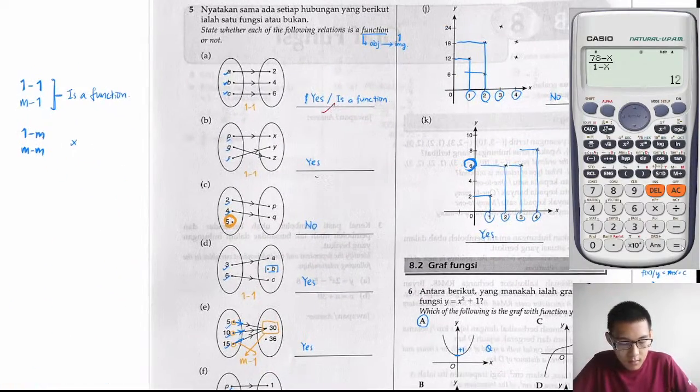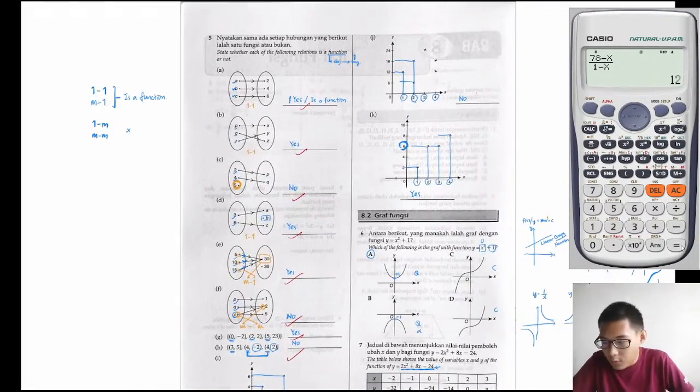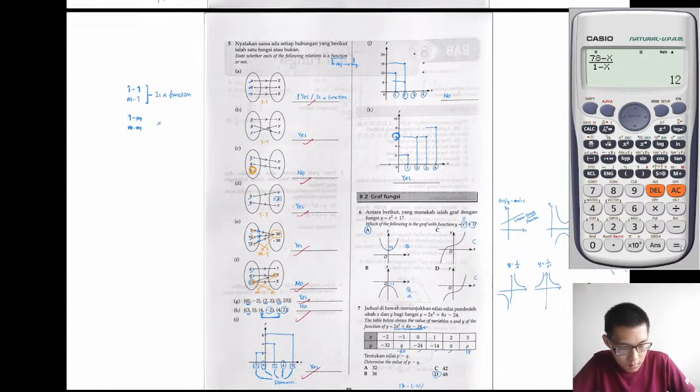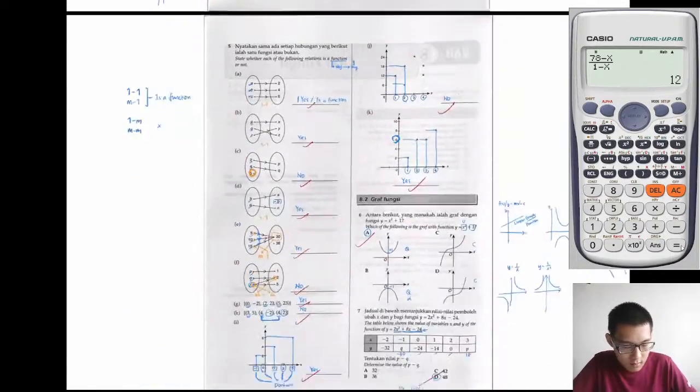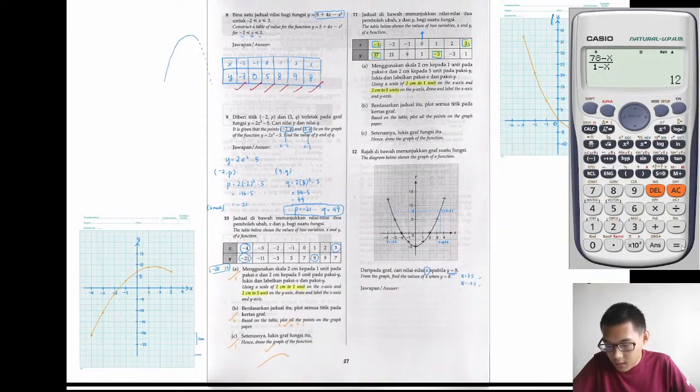This one yes, no, yes, no, yes, no, and then no, yes. Yes, no, yes. A. Oh, just now on question 1, I haven't done it. It's C. So negative 7, 0, 5, 8, 9, 8. P is negative 21. Q is 49.